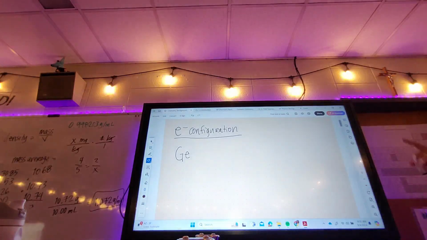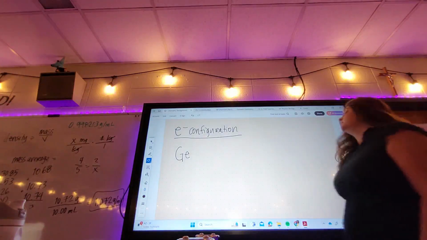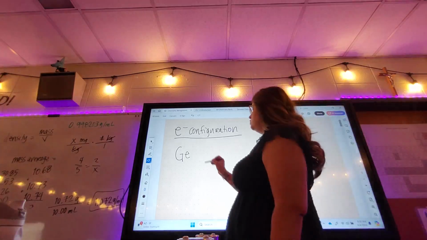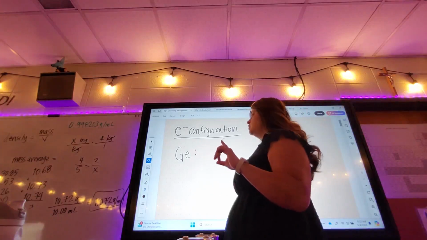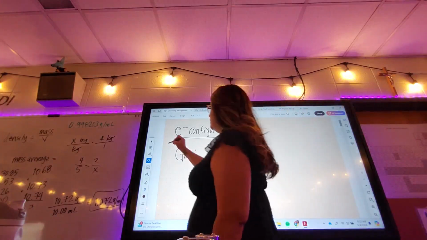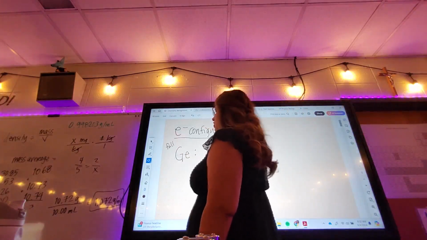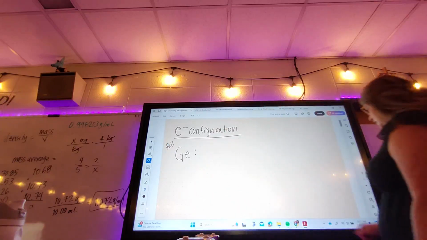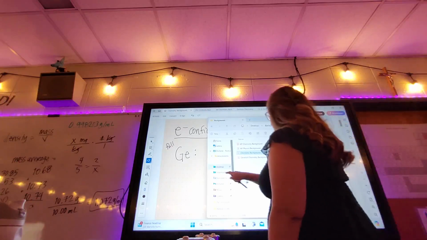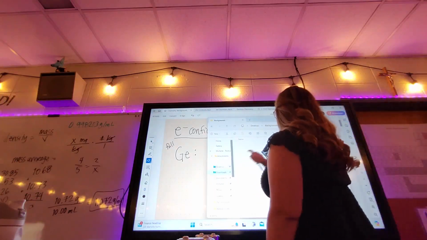Okay, so remember how to do this. When you find a random element, you have to start at the beginning. So there are two different ways. You can either do the full or the condensed. Let's do a full electron configuration for germanium to help us remember how to do this. Let me grab my periodic table picture. One moment.